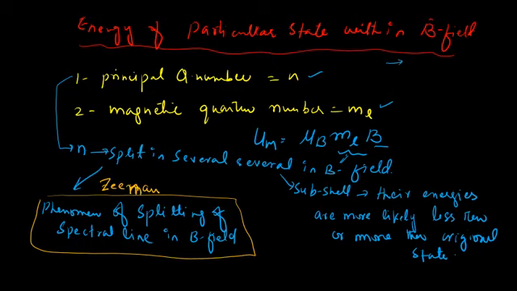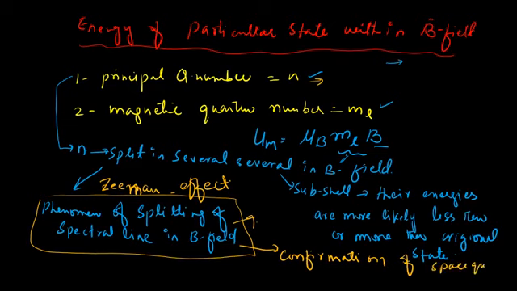Whenever we apply the magnetic field, there is a splitting of the principal state n into several substates which are slightly more or less in energy than their original state. This phenomenon of splitting is known as the Zeeman effect. The Zeeman effect is also the confirmation of space quantization, which, as we have already discussed, can be explained by m_l, the magnetic quantum number.